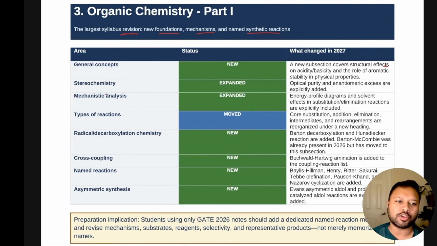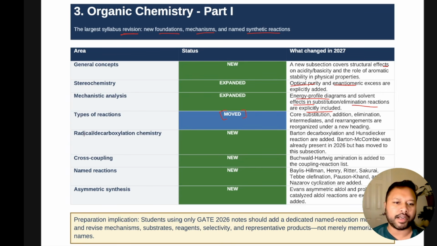Talking about the next thing, that is stereochemistry. It is expanded. Optical purity and enantiomeric excess are explicitly added. These two things you already study, but now it is mentioned. Mechanistic analysis: topics like energy profile diagram, solvent effect in substitution and elimination reactions are added now. Types of reaction is moved to another section. Core substitution, addition, elimination, intermediate, rearrangement are reorganized under a new heading.